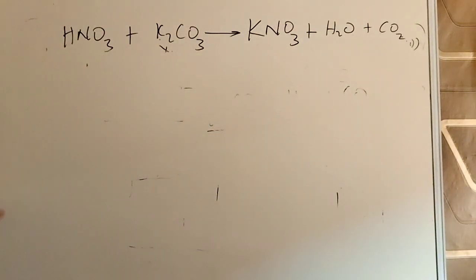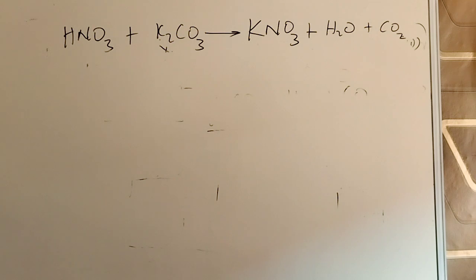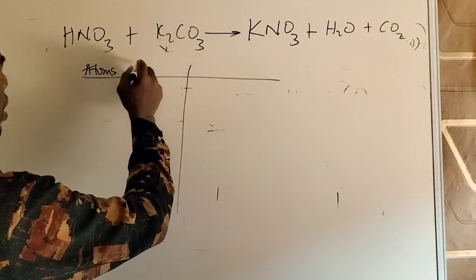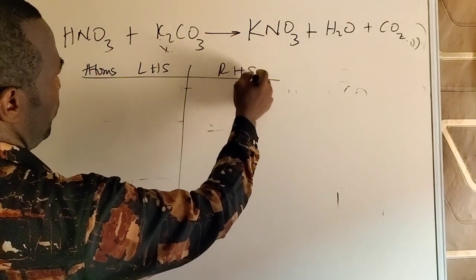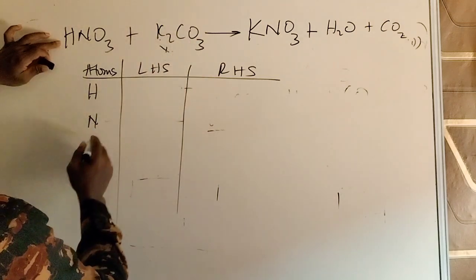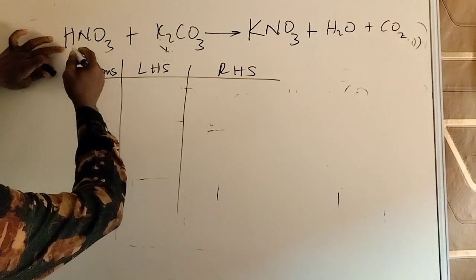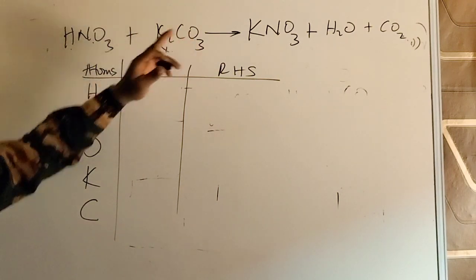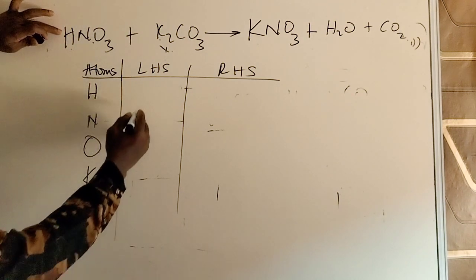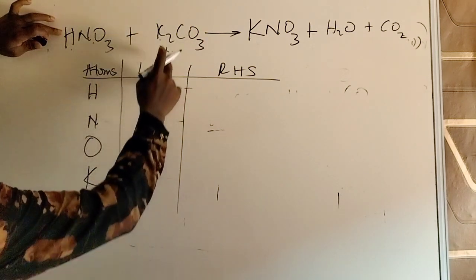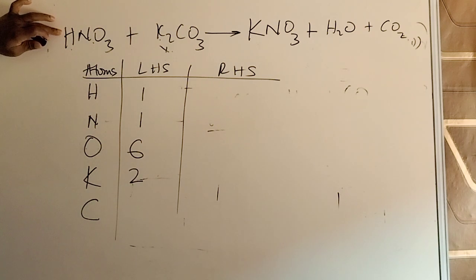To balance the equation, we go through it with a table of atoms, with the left-hand side reactants and the right-hand side products. Let's do the elements: hydrogen, nitrogen, oxygen, potassium, and then carbon. Hydrogen is only one atom, nitrogen is only one atom, oxygen is 3 plus 3, 6, potassium is 2, and carbon is only 1.